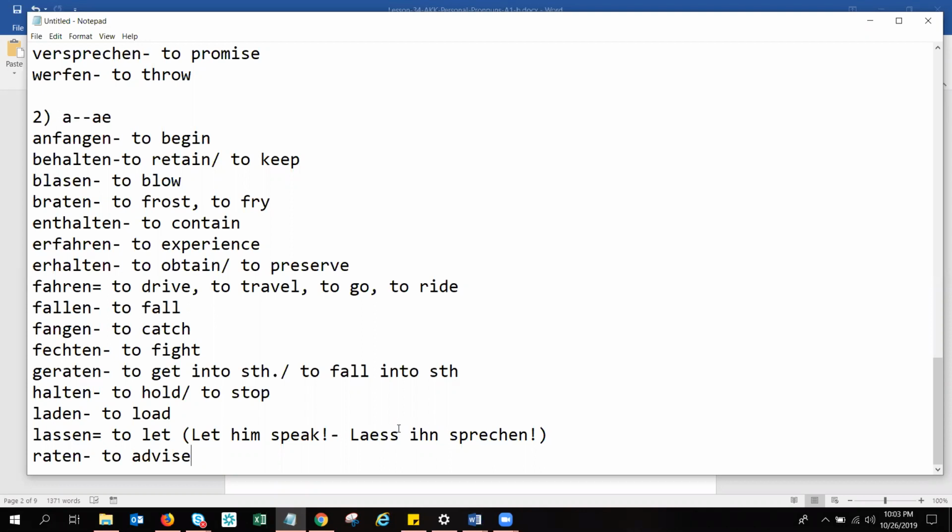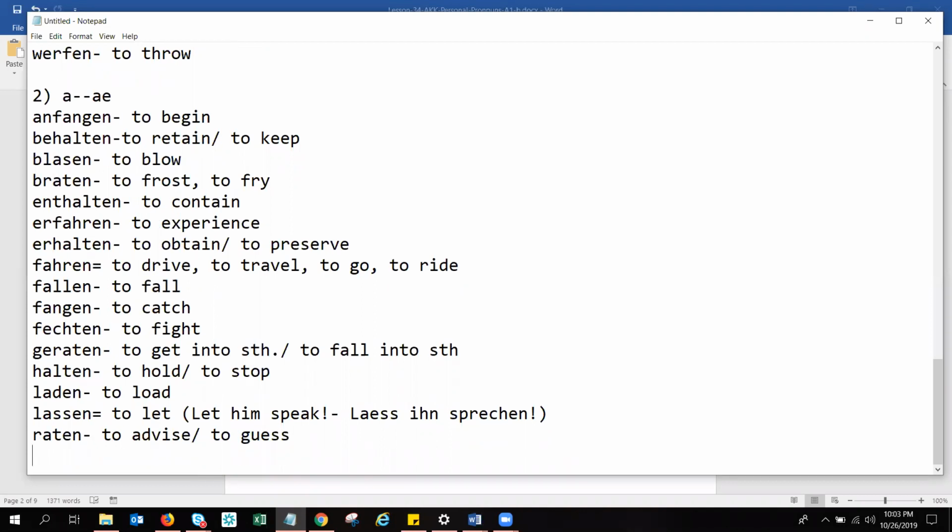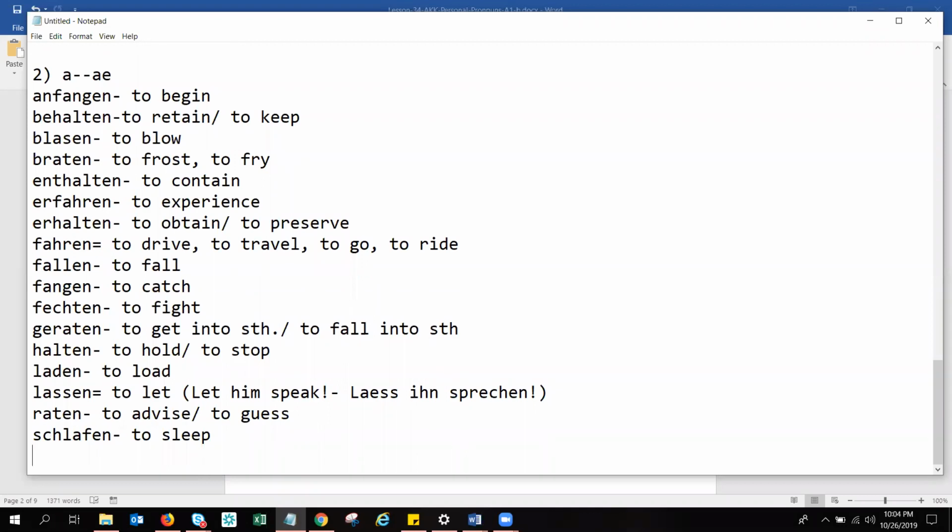Okay, then raten is to advise or also to guess. Schlafen is to sleep. For schlafen, it will be an umlaut: schläft, schläfst. Then we have schlagen. You can see the little difference in these two verbs. Schlafen is to sleep. Schlagen is to hit or to beat.